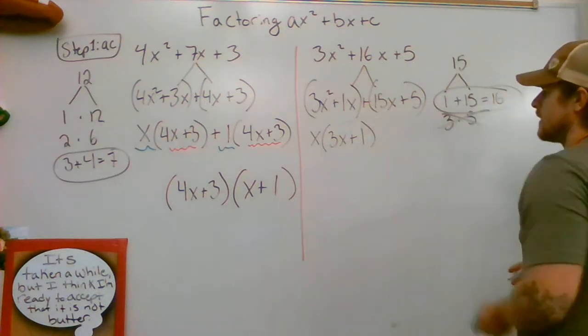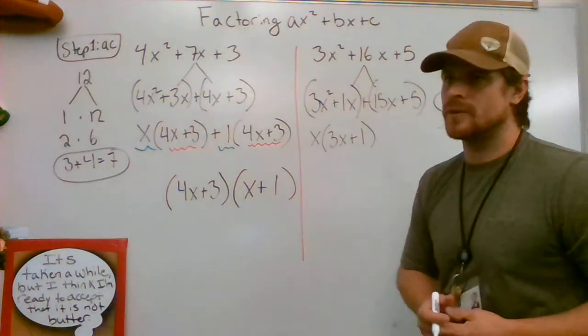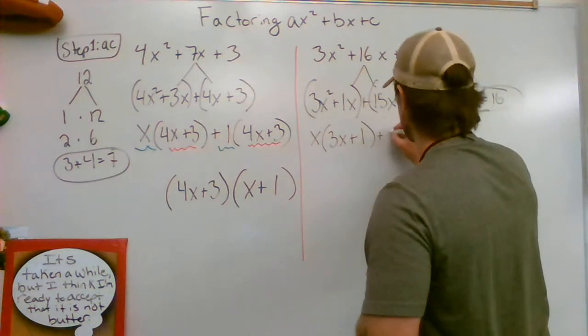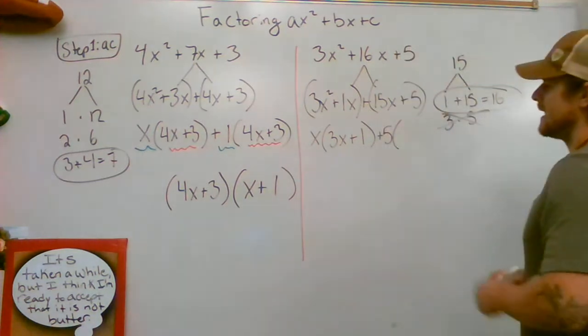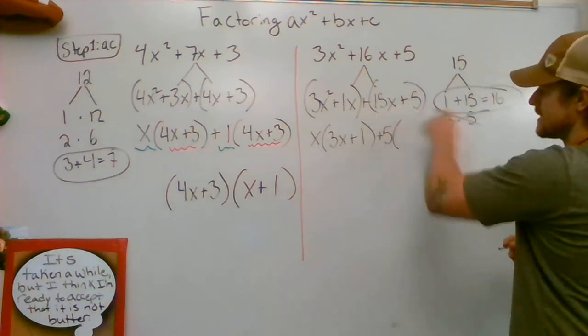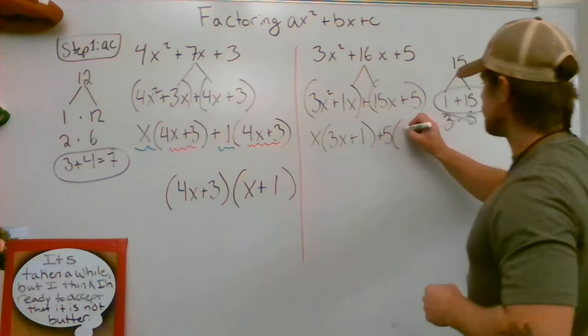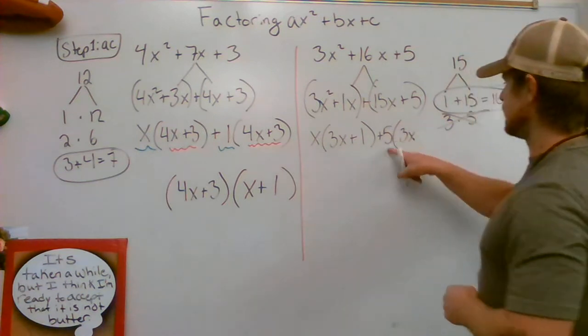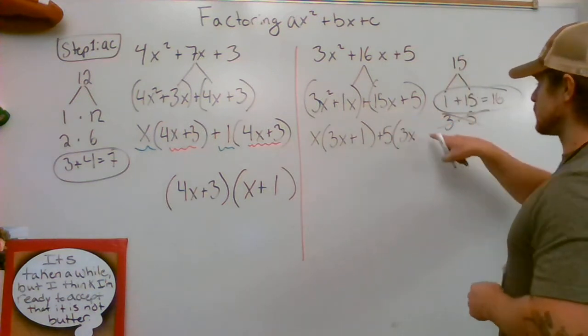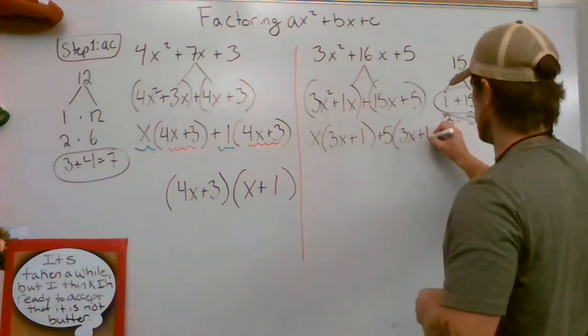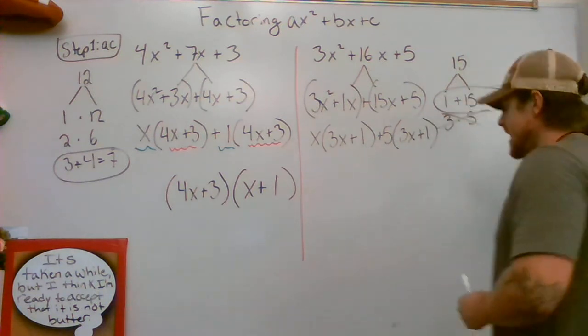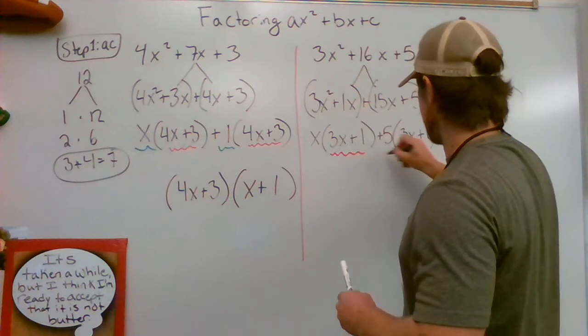15x plus 5. What are 15 and 5 both divisible by? 5. And I don't pull out an x because this term doesn't have one. 5 times what would make 15x plus 5? That's going to be 3x. And 5 times what makes 5? 1. Ooh, yes. I'm happy because I have twins.